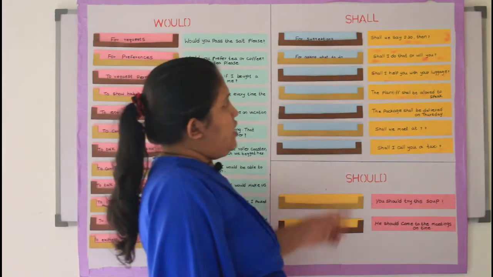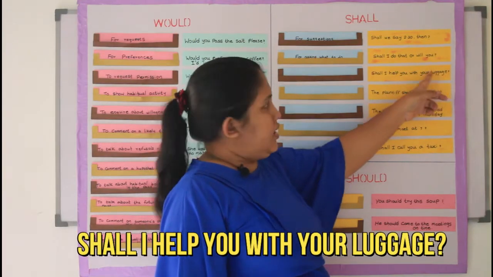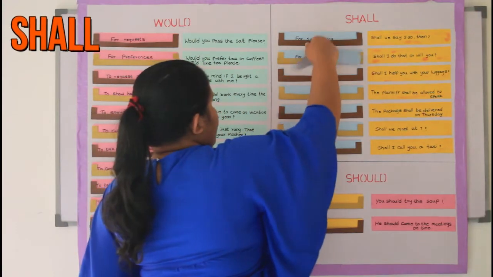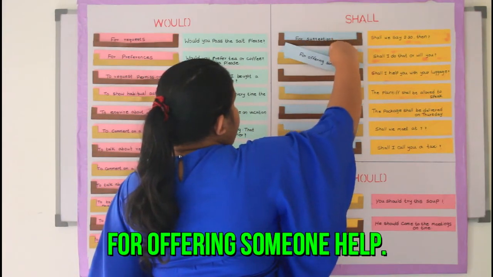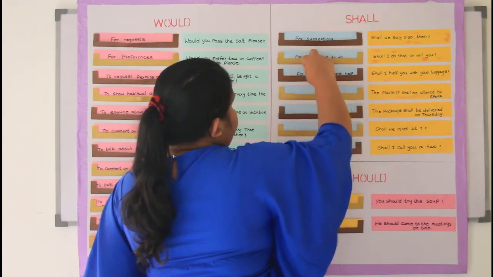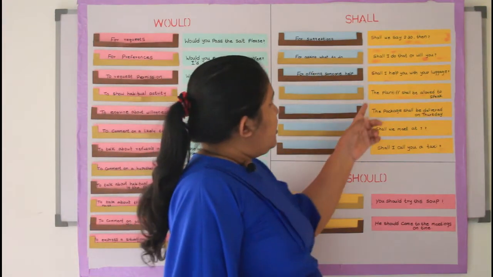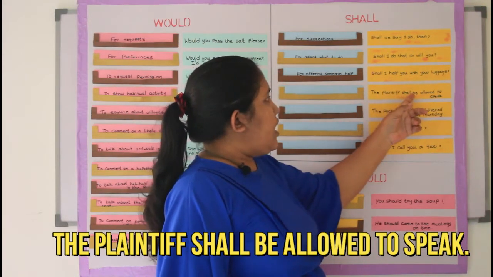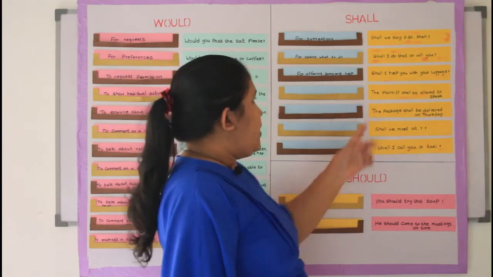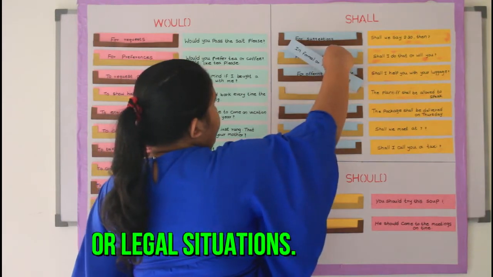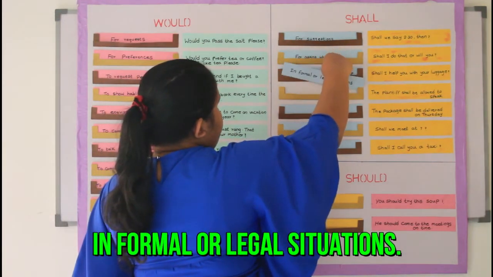Next one. Shall I help you with your luggage? Here, the modal verb shall is used for offering someone help. Next example. The plaintiff shall be allowed to speak. So here the modal verb shall is used in formal or legal situations.